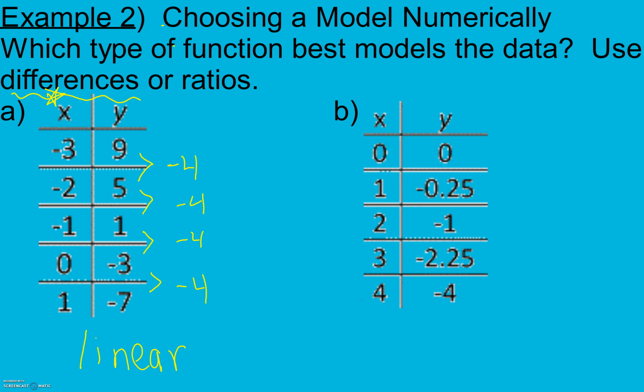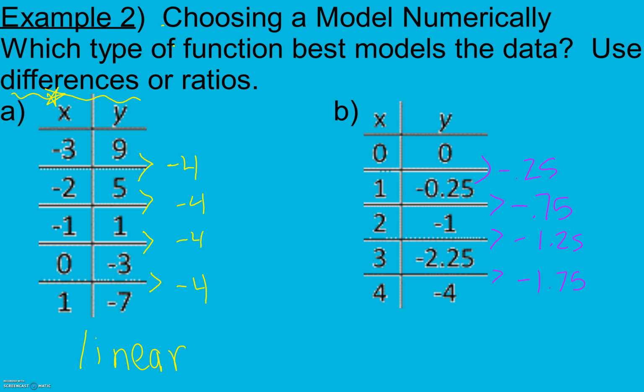In B, I go from 0 to -0.25. I can't do that by multiplying, so I'm going to have to subtract 0.25. Then I subtract 0.75. I subtract 1.25, and I subtract 1.75. Okay, those don't match. We can't try multiplication because I can't go from 0 to a number. So it's not exponential and it's not linear.